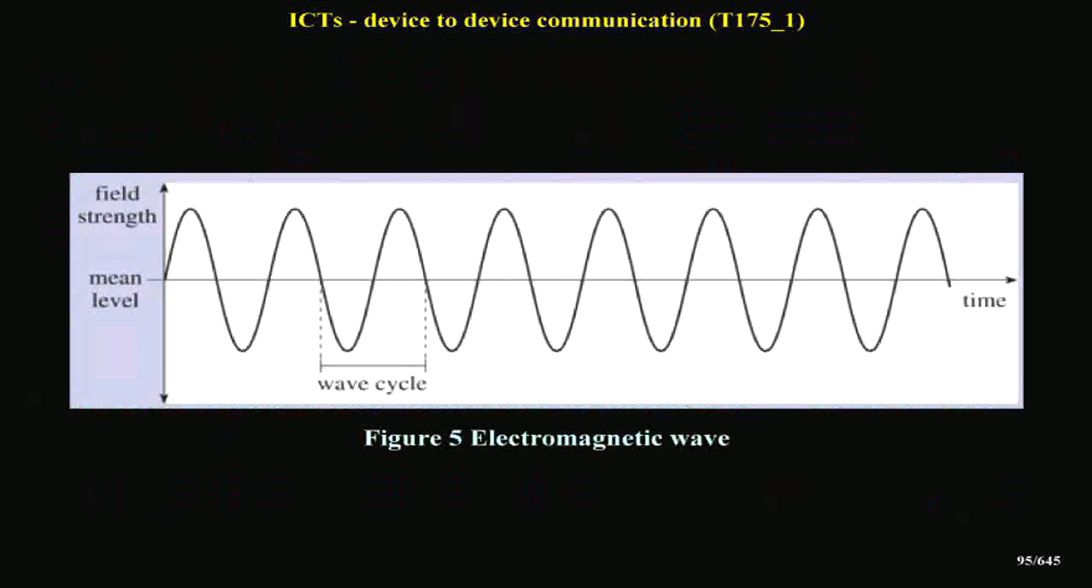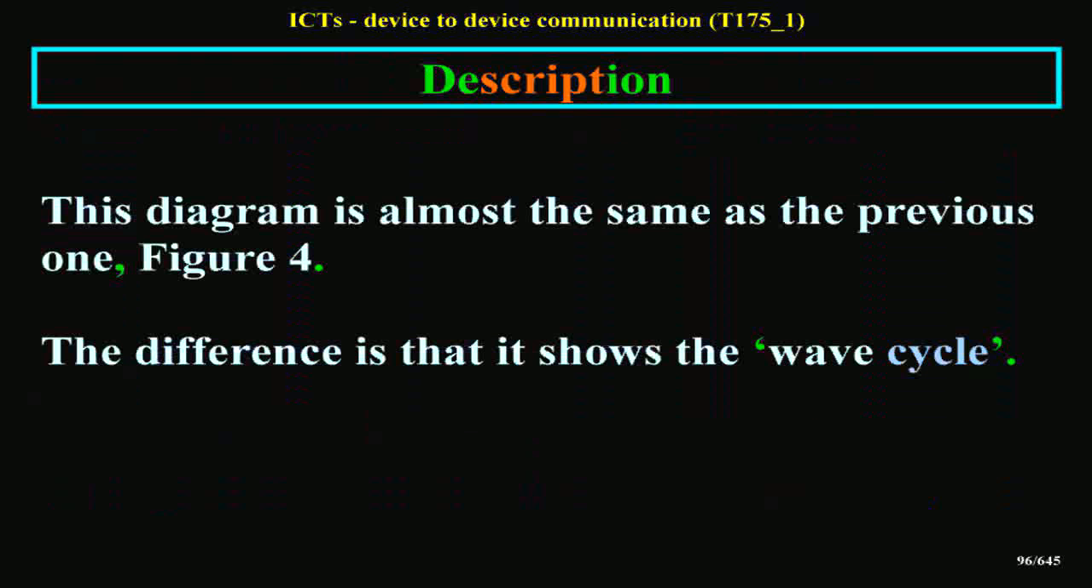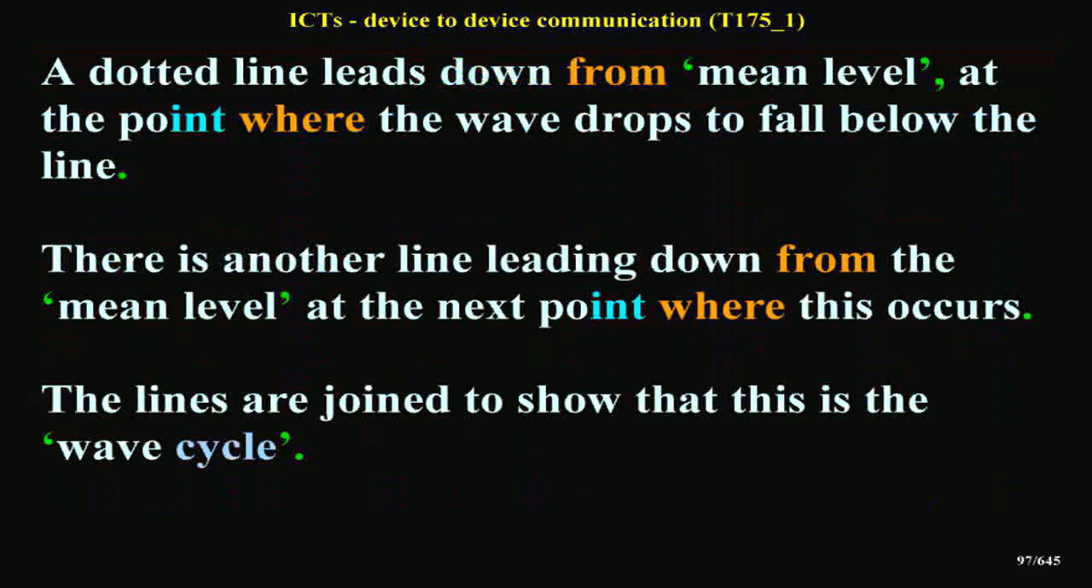Figure 5 electromagnetic wave. Description. This diagram is almost the same as the previous one, Figure 4. The difference is that it shows the wave cycle. A dotted line leads down from mean level, at the point where the wave drops to fall below the line. There is another line leading down from the mean level at the next point where this occurs. The lines are joined to show that this is a wave cycle.